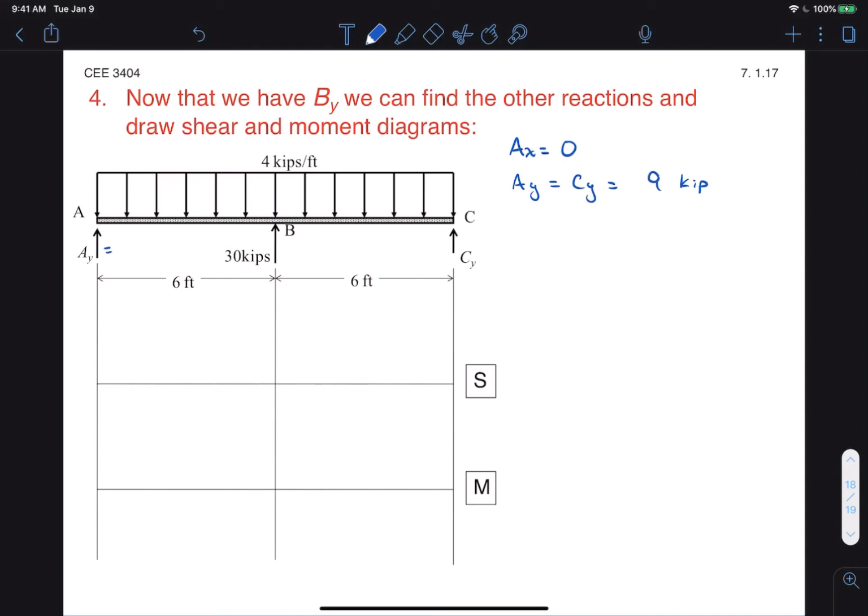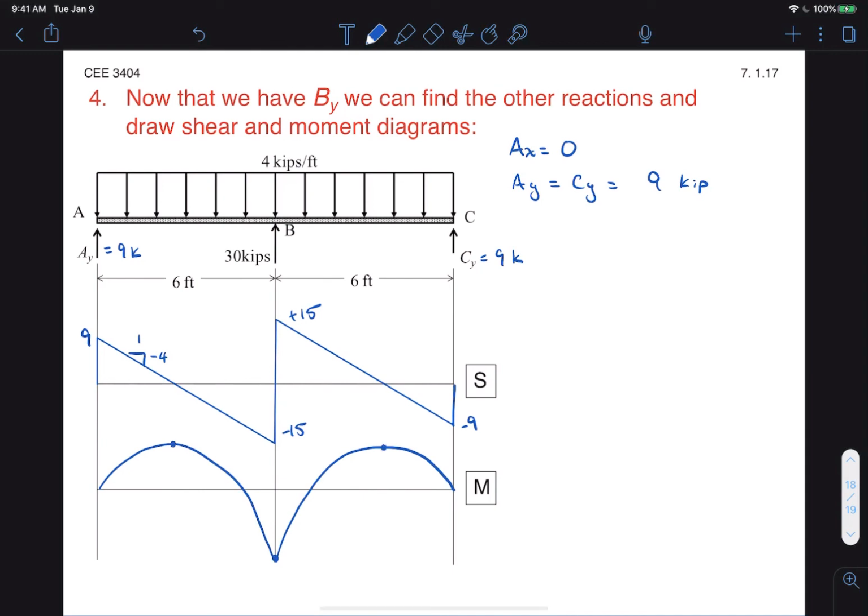9 kips, and so our shear would look like this, right? Jump up at 9 at Ay, then a jump up of 30 at B, and then another jump up at C. Okay, so same rules apply, and of course same rules apply to the moment diagram as well.